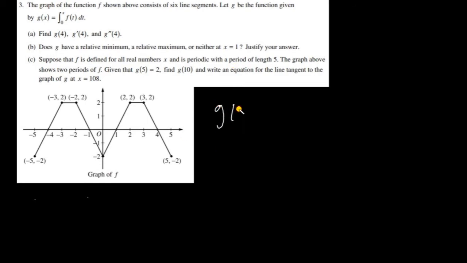So to find g of 4, we'll simply plug in 4 into x. So that'll be the integral from 0 to 4 of f of t dt. Right, so that's the area from 0 to 4. So we're starting at 0 and we're going to 4. So that'll be this area, this area, this area, and this area. Right, so this triangle and then this quadrilateral.